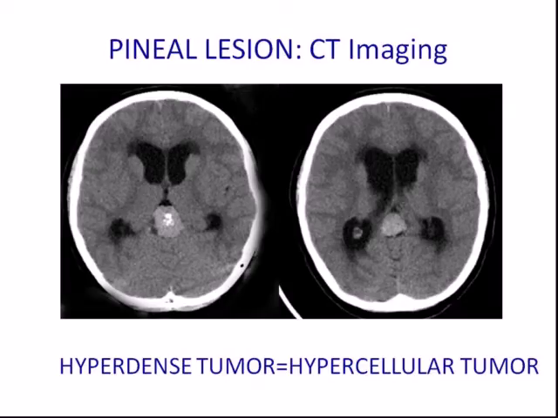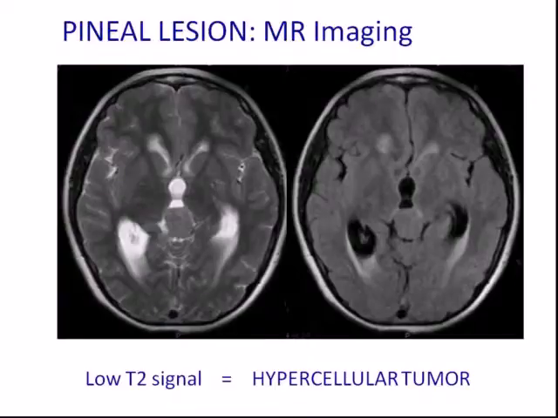So starting off with CT, it's always the first-line imaging, even though we try not to do it as much. Calcifications and hyperdense tumor. The hyperdensity usually suggests hypercellularity, and with the location here, most likely this is going to be a germinoma. You don't even need the MRI, but we still do the MRI anyways. And on MRI, we see that the T2 signal is low. That correlates with hypercellularity. We can see the hydrocephalus and some of the transependymal edema.